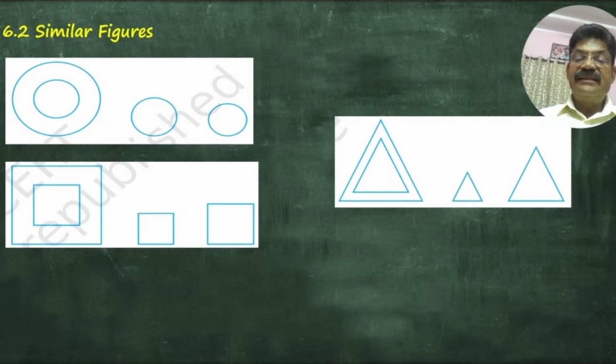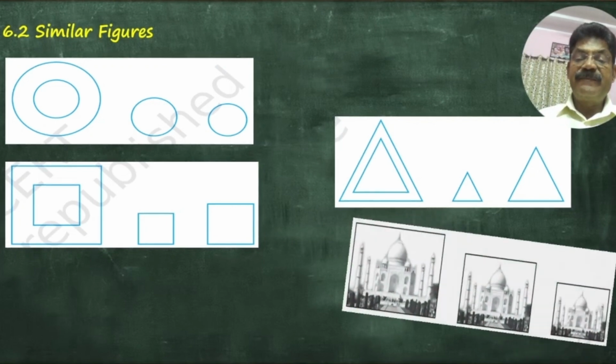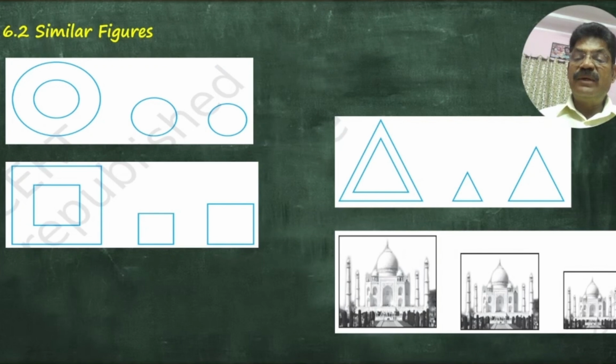Look at these triangles. Obviously, all the triangles are of the same shape, but the size differs. In fact, they seem to be equilateral triangles, so all the sides are equal. But from triangle to triangle, the length of the side is different. Therefore, these triangles are also similar figures. Now see this picture, it is a different one. Three pictures of Taj Mahal. Same picture of different size. Therefore, these three pictures are similar.